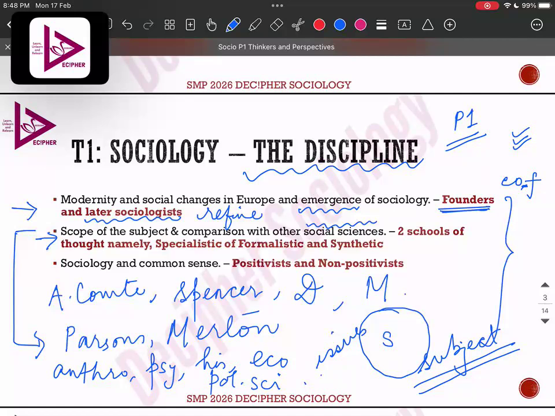So here, when the thinkers were establishing sociology, there were two schools of thought.